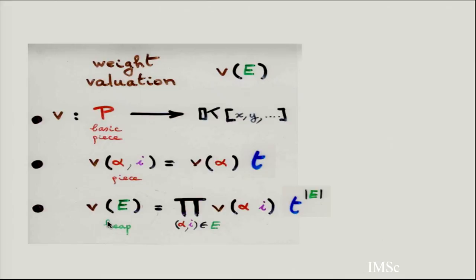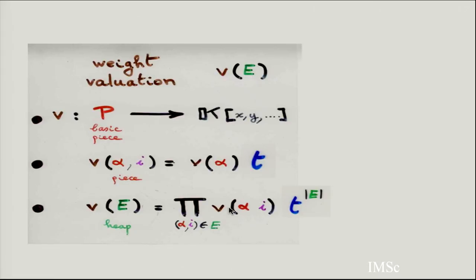And so the weight of a heap is a product of all the weights of the basic pieces, independent of the level, multiplied by t power the number of elements of the heap. My variable t is counting how many pieces are in the heap, plus some extra weight which does not contain t.